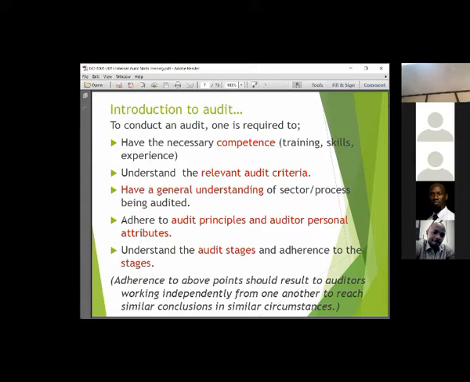But we don't want a situation where auditor A comes up with 13 nonconformities in a process, but if you send auditor B just at the same time, almost with the same circumstances, he comes with 0 nonconformities. So we need to be calibrated as auditors. We need to have the competence that is required. We have to have the same level of understanding of the audit criteria. And we need to adhere to those principles.